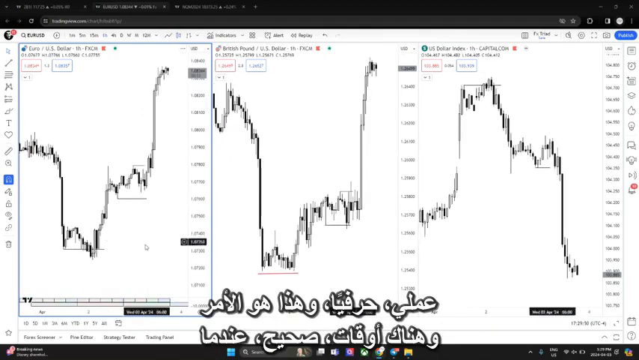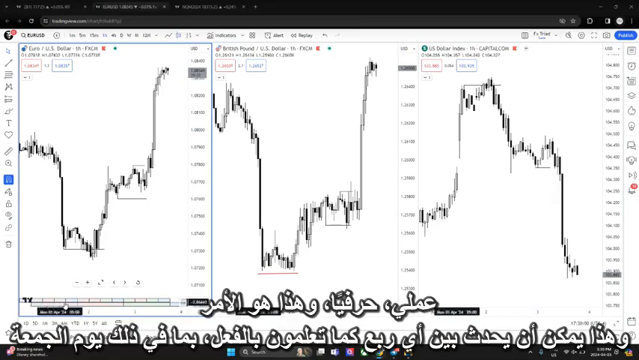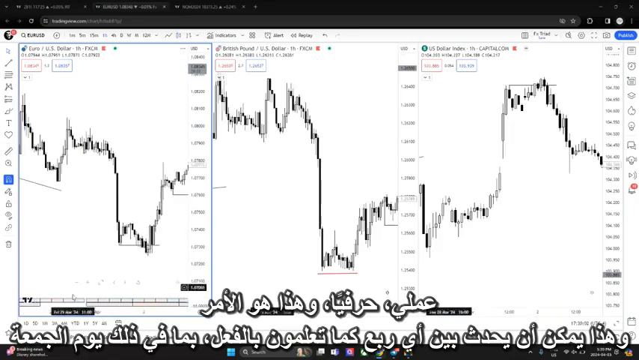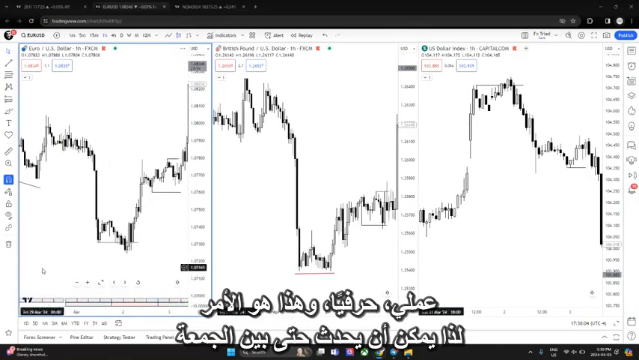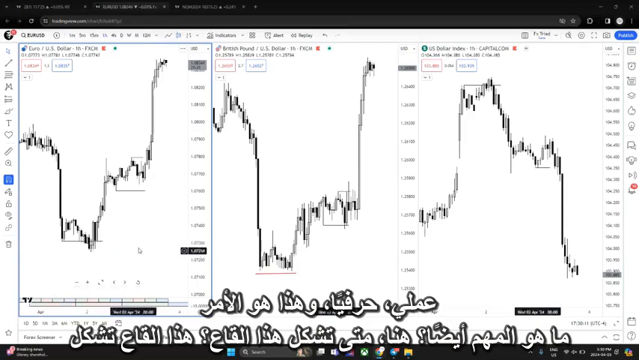And there are times when, and you should listen right now because this is important, you will have sequential SMT, and this can occur between any quarter, as you already know, including Friday. So it could even occur between Friday and Monday. So here we have price trading below this low. But what else is important right here? When did this low form? This low was formed when?